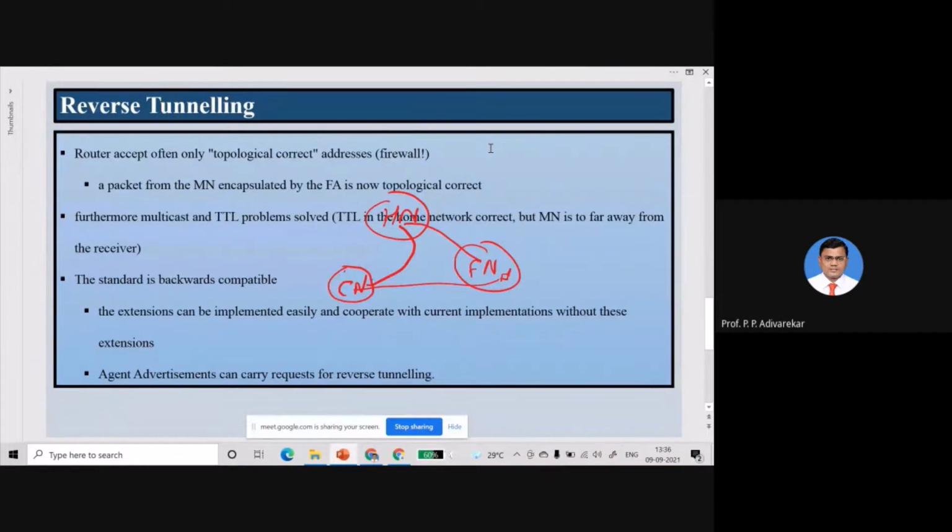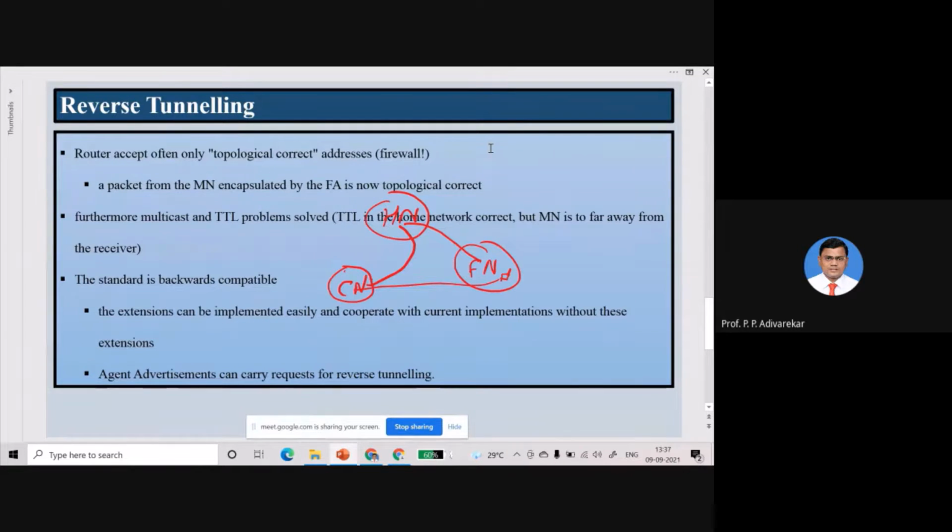We have seen in the agent advertisement message format that there was a flag indicated as R, capital R, which indicates whether the node wants reverse tunneling or not. If R is set to 1, that means reverse tunneling is expected by the agent. So by simply setting this R value to 1, you can request the mobile node to support reverse tunneling also.